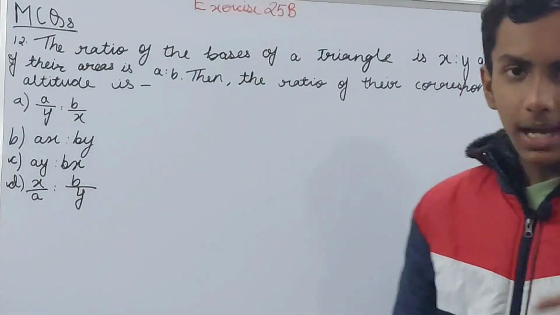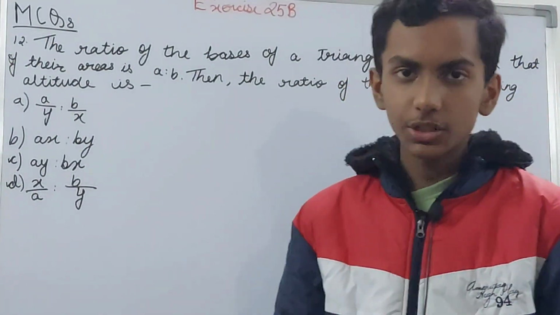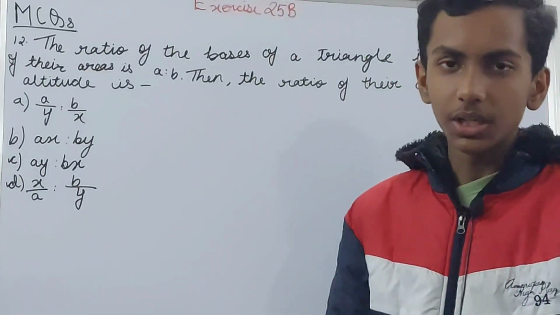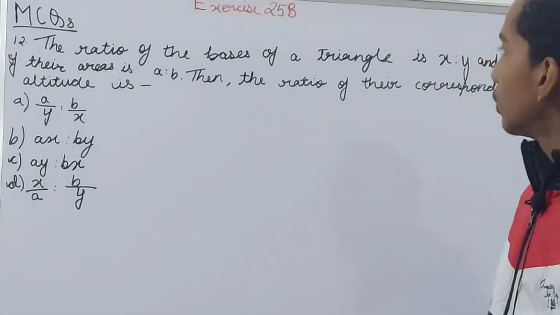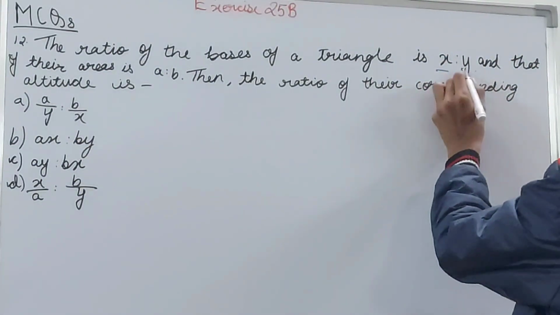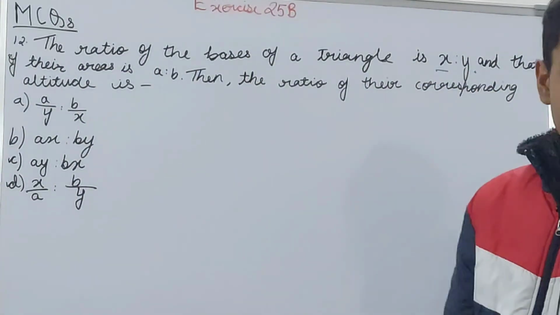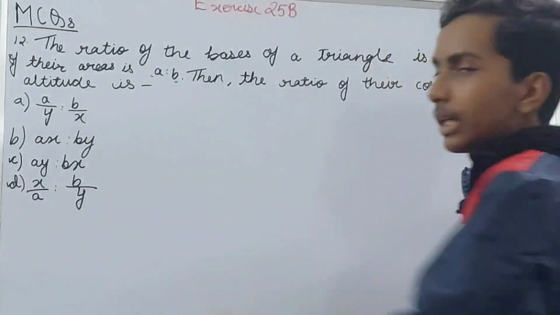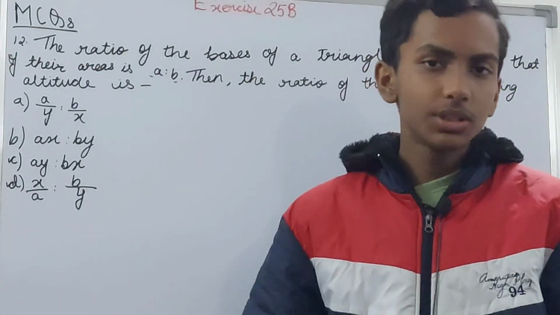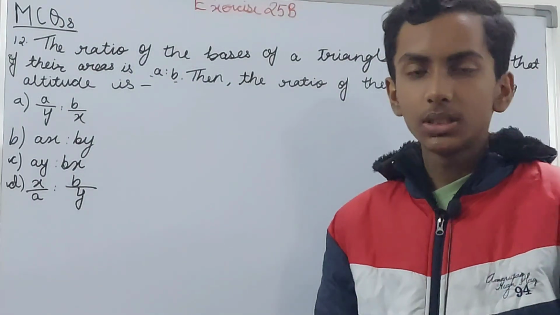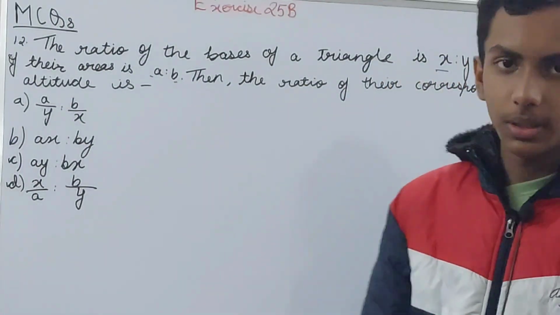So the ratio of those two bases and the ratio of those areas of two triangles is given here. The base of the first triangle is x and the base of the second triangle is y and their ratio is x is to y. The area of the first triangle is a and that of the second one is b and their ratio is a is to b. Now the ratio of their corresponding altitudes is what? In simple words, it means what is the ratio of their heights.